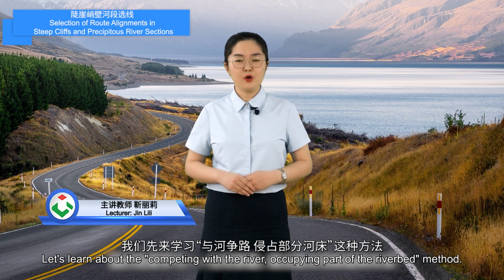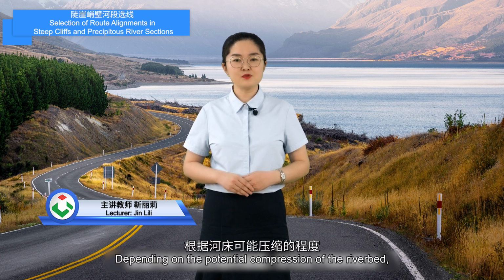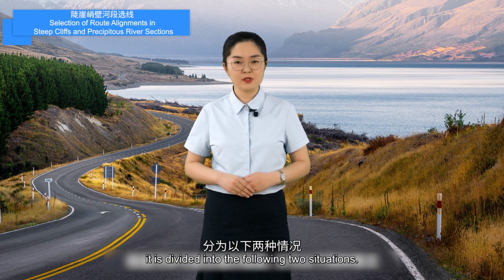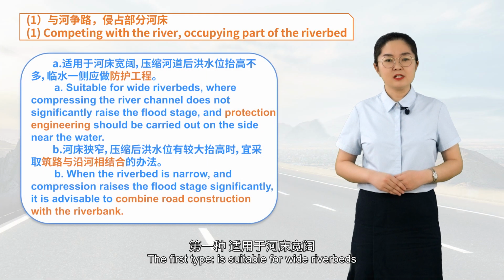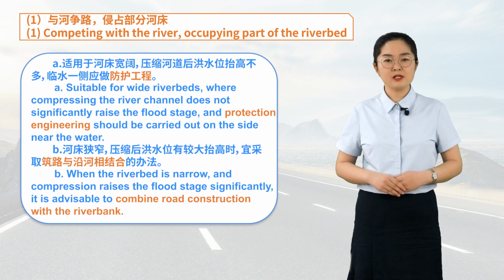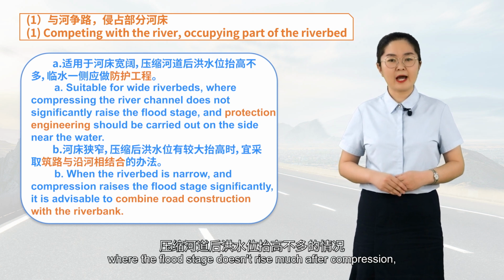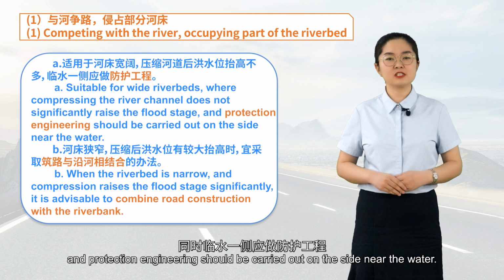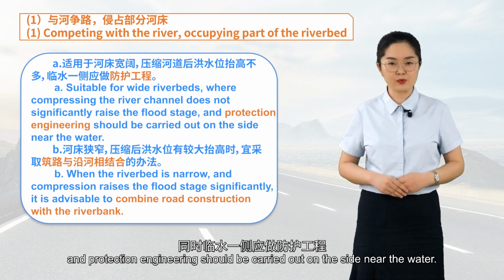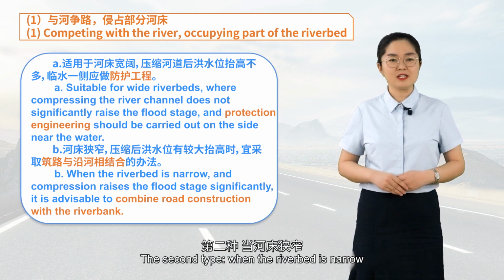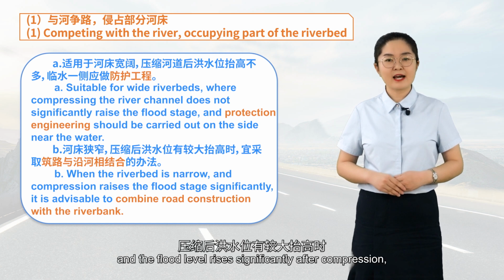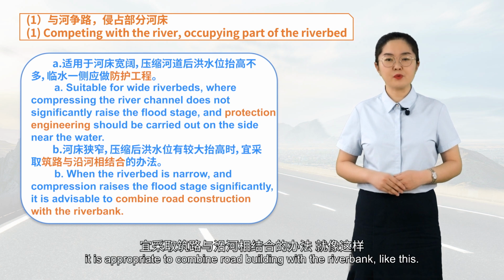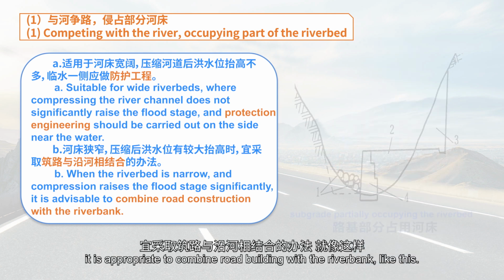Let's learn about the method of competing with the river, occupying part of the riverbed. Depending on the potential compression of the riverbed, it is divided into the following 2 situations. The first type is suitable for wide riverbeds, where the flood stage doesn't rise much after compression, and protection engineering should be carried out on the side near the water. The second type, when the riverbed is narrow and the flood level rises significantly after compression, it is appropriate to combine road building with the riverbank like this.